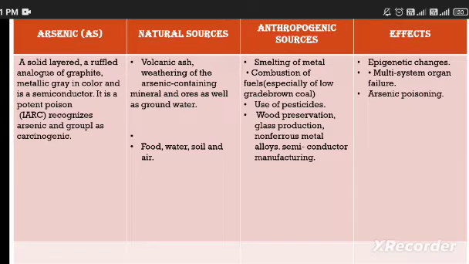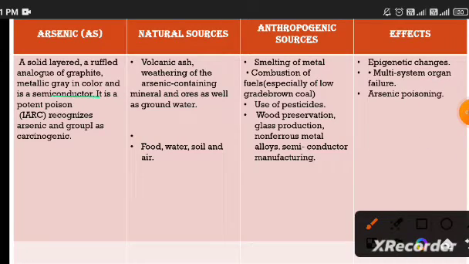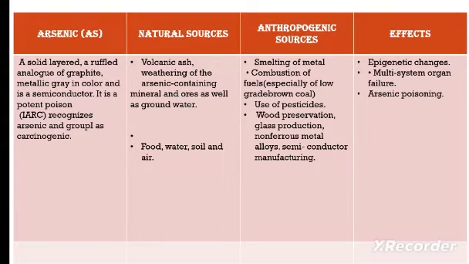Third is arsenic. Arsenic is a solid layered, a ruffled analog of graphite that is metallic grey in color and is also a semiconductor. Natural sources of arsenic are volcanic ash. Second is weathering of the arsenic containing minerals and ores as well as groundwater. Third is food, water, soil and air.